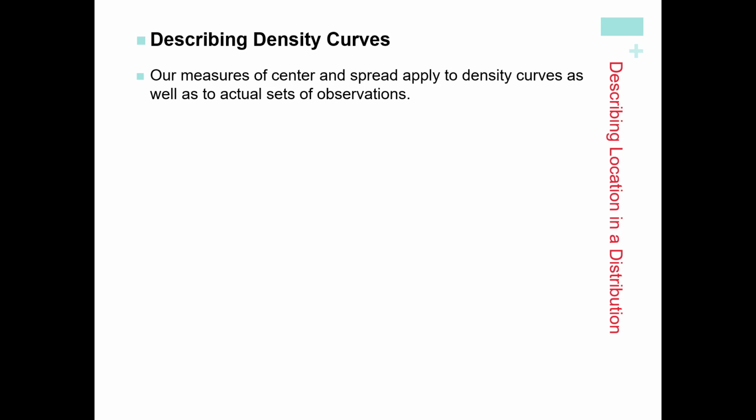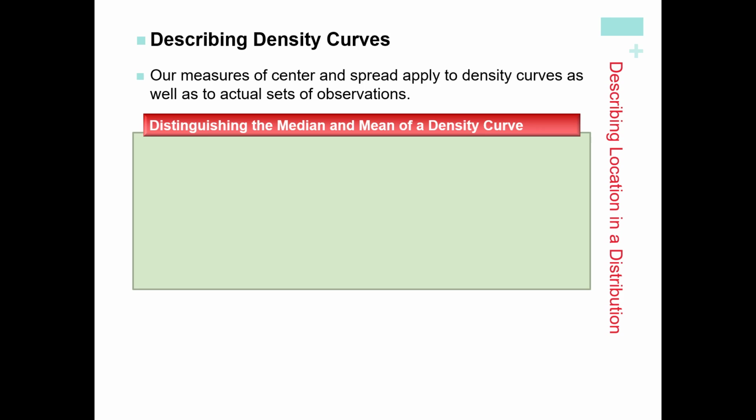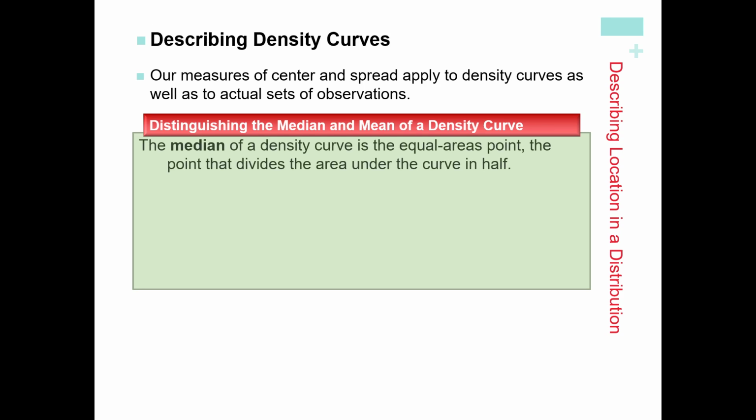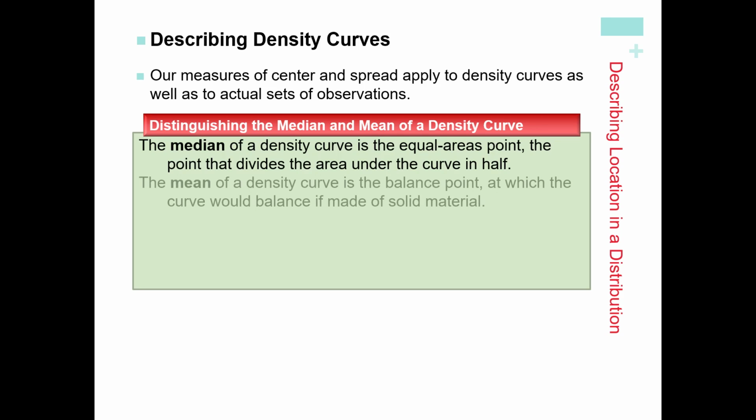So our measures of center and spread apply to density curves as well as to actual sets of observations. What do I mean by that? Let's talk about the median and the mean of a density curve. The median of a density curve is going to be the equal areas point. So this is the point where the area on the right is equal to the area on the left. The mean, on the other hand, is actually the balance point.